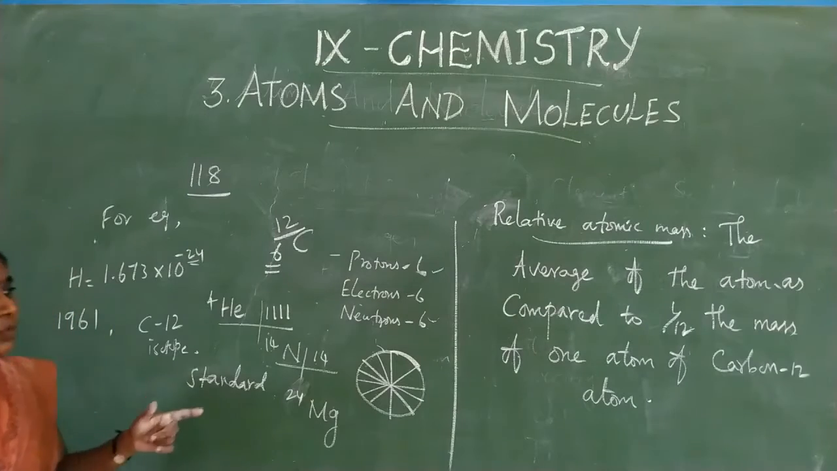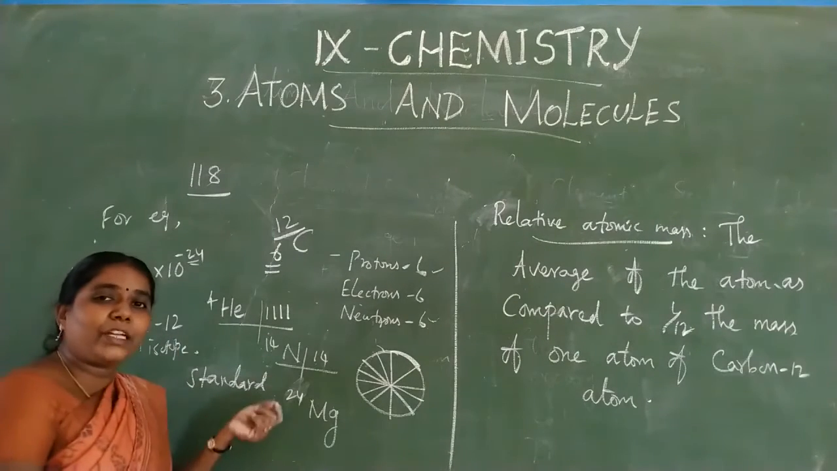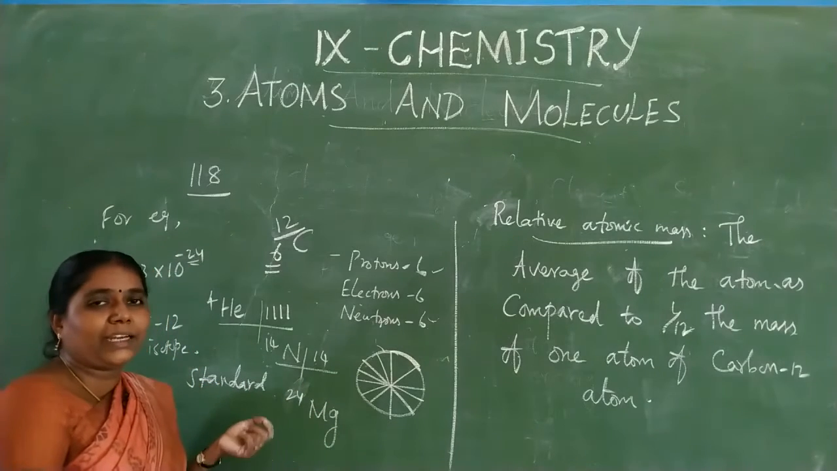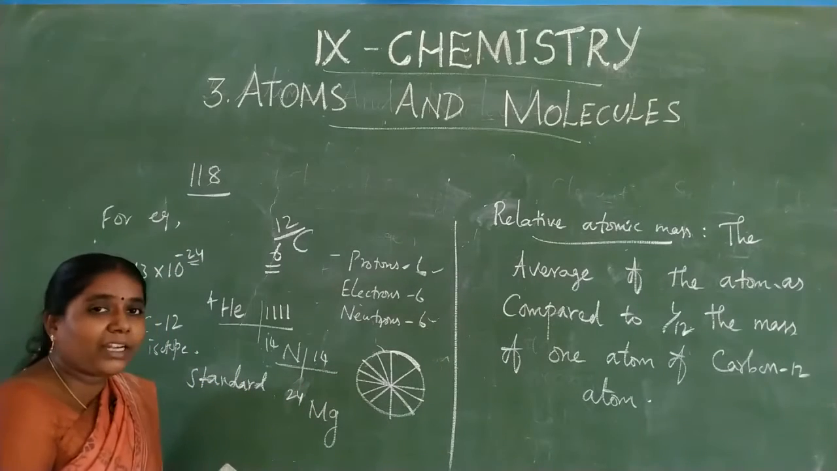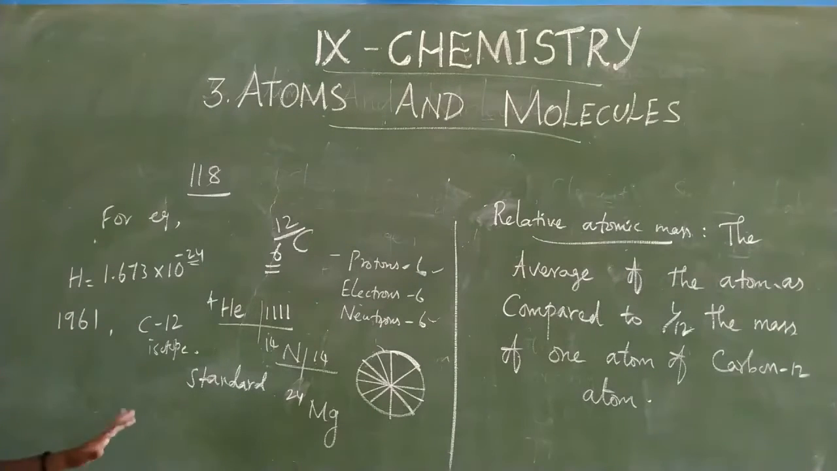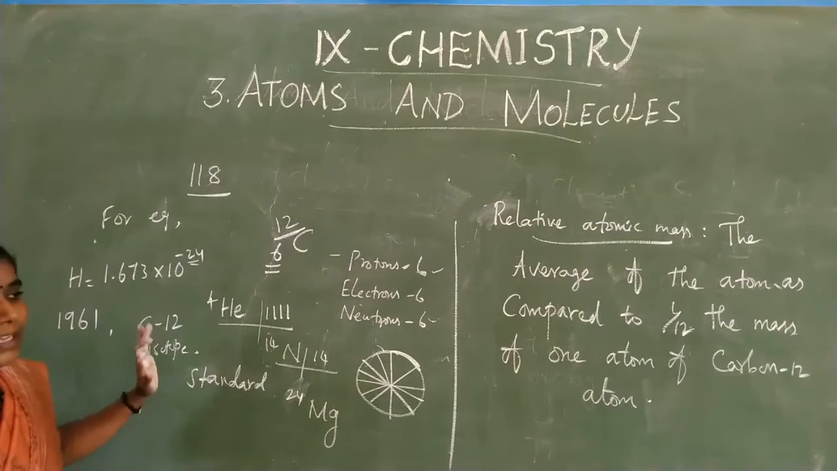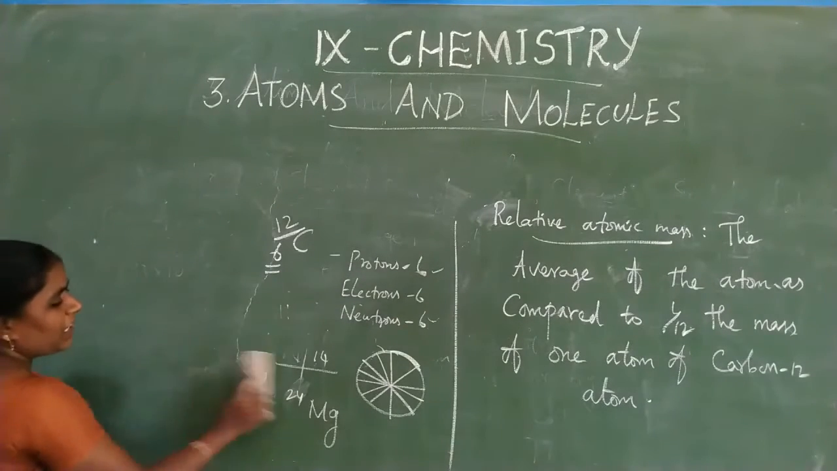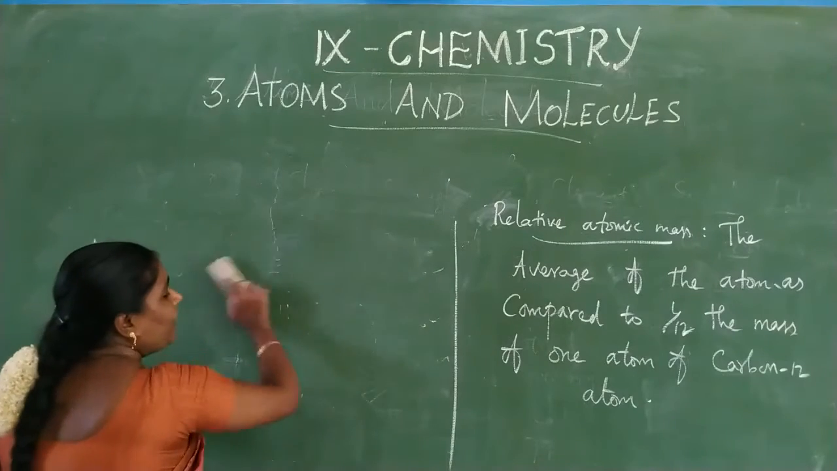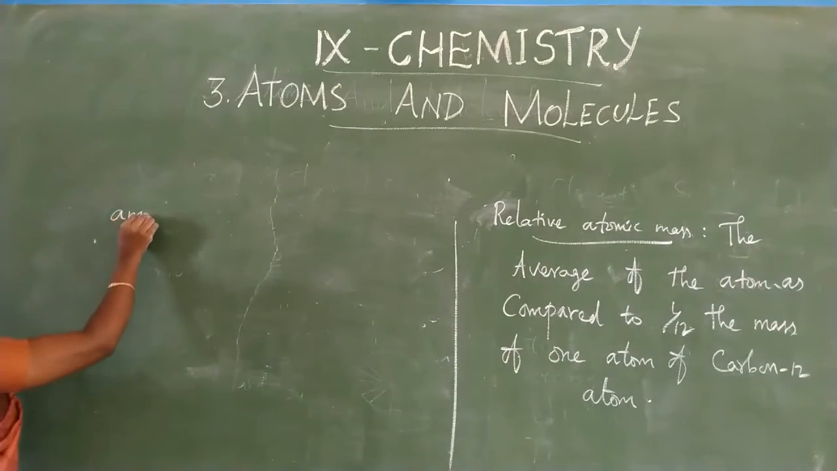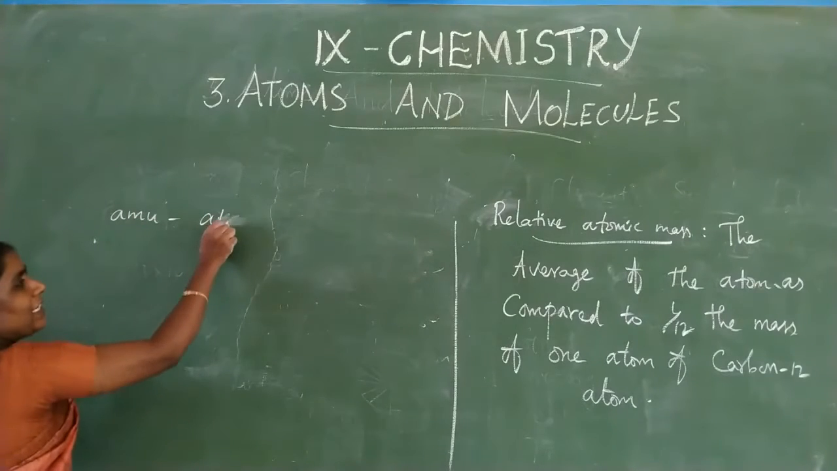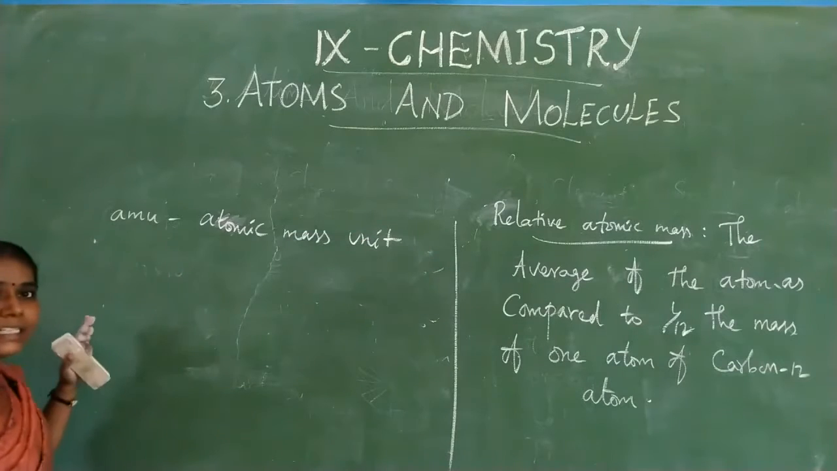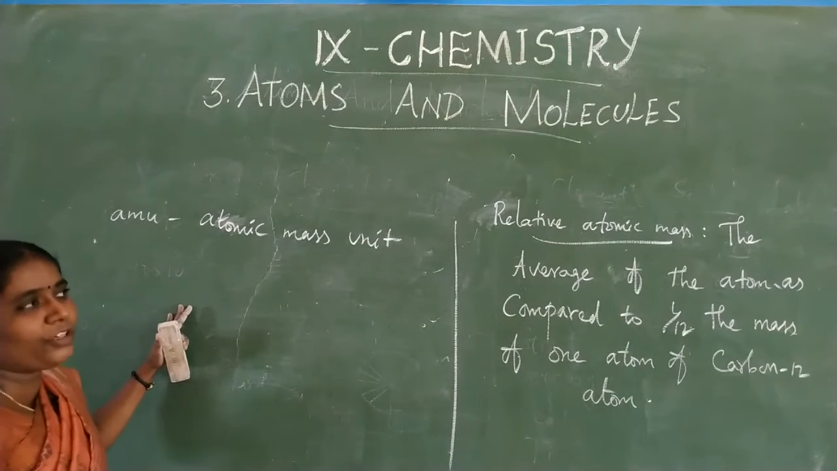Like this, 1/12 the mass of one atom of carbon-12 is taken as a standard. With the help of this, we can calculate the relative atomic mass of other elements. We use this atomic mass unit, which is represented as AMU. AMU is nothing but atomic mass unit. We use it as a unit for atomic mass.